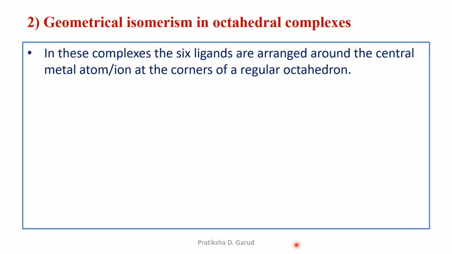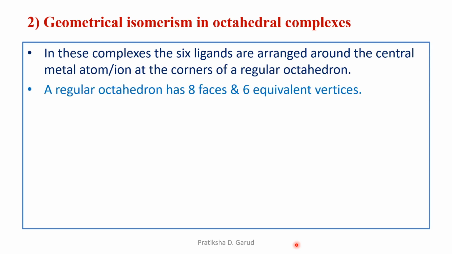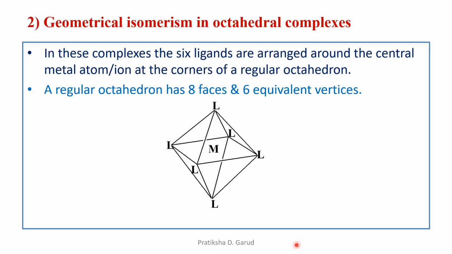Now in these complexes, the 6 ligands are arranged around the central metal atom or the ion, at the corners of a regular octahedron. So we can say that a regular octahedron has 8 faces and it is having the 6 equivalent vertices. So let's see the structure of an octahedron. So this is our octahedron.